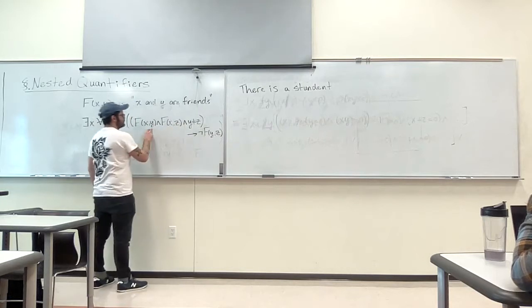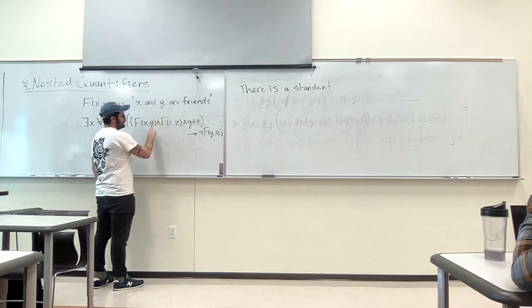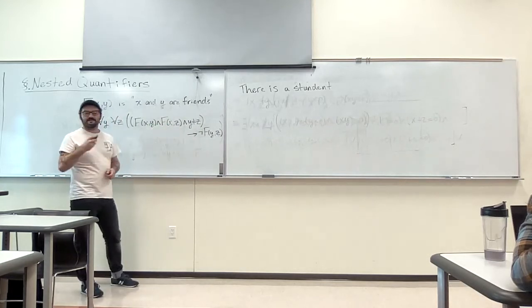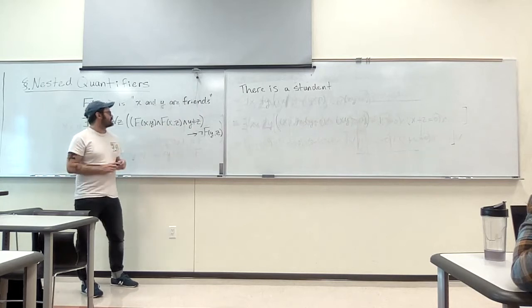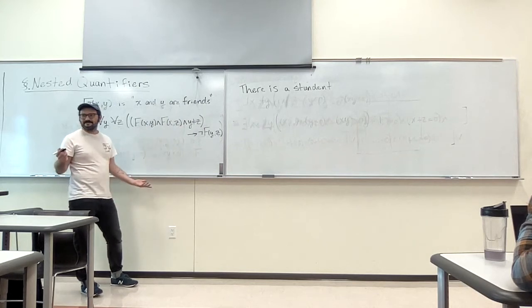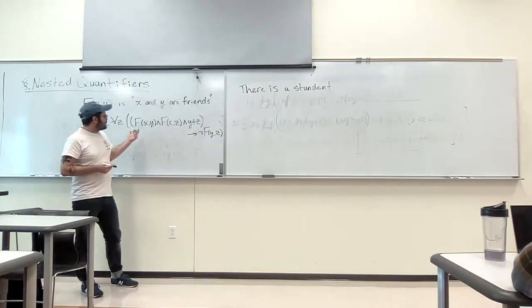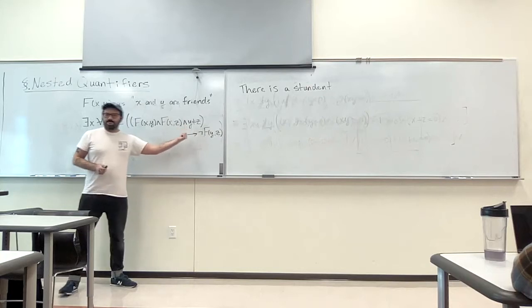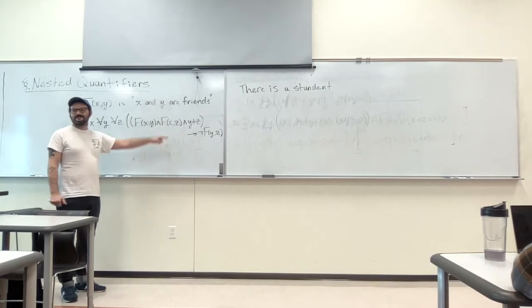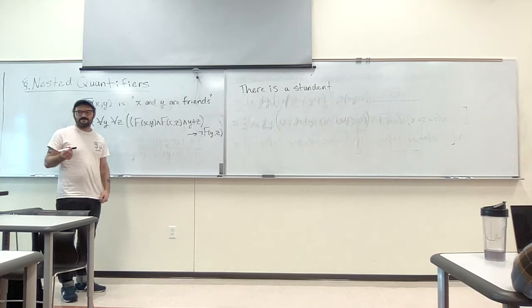If Y is not Z, that means they can't be the same person. So basically what this whole thing is saying is that this student is friends with two different students, right? That's what it's saying, like this student X is friends with every student Y, every student Z with these different, so it sounds like there's a really popular person, right?